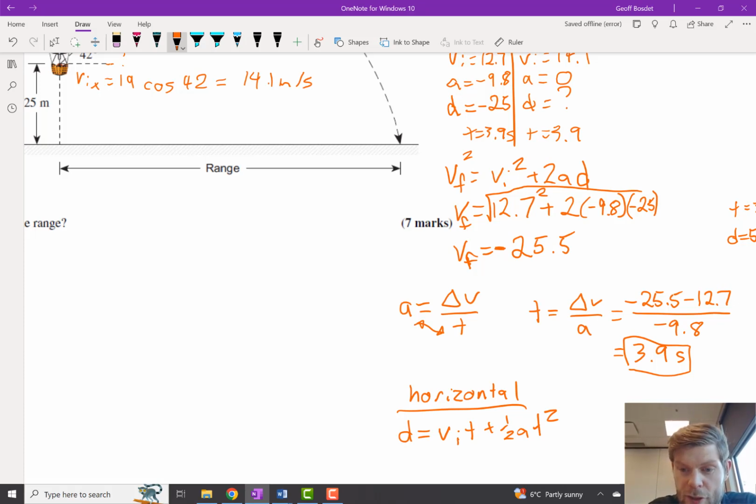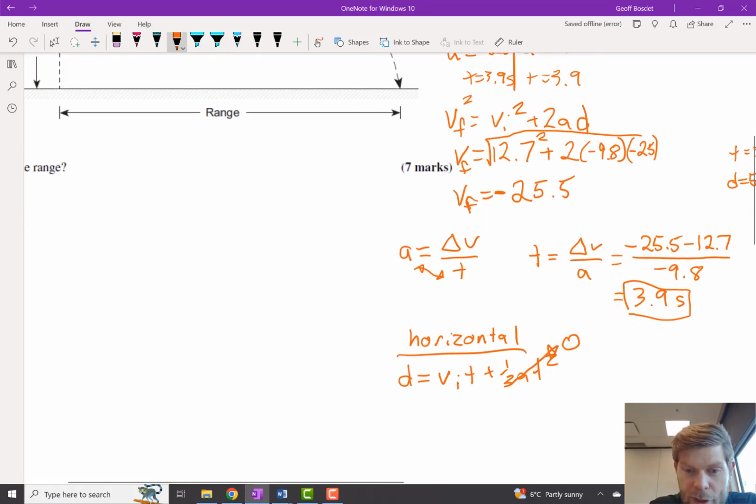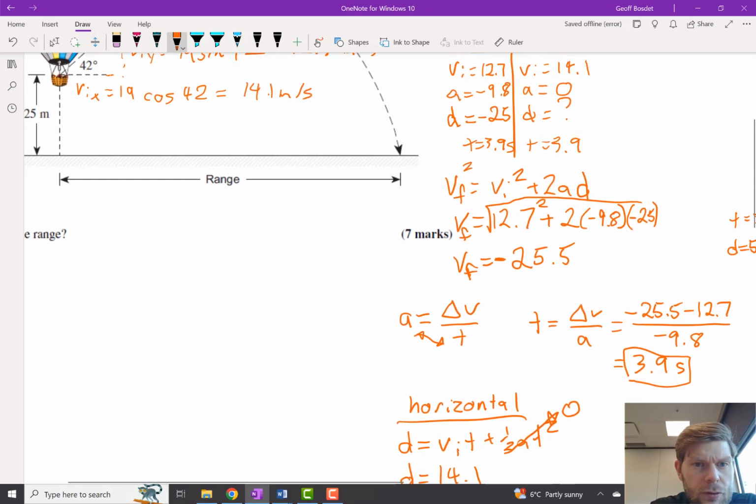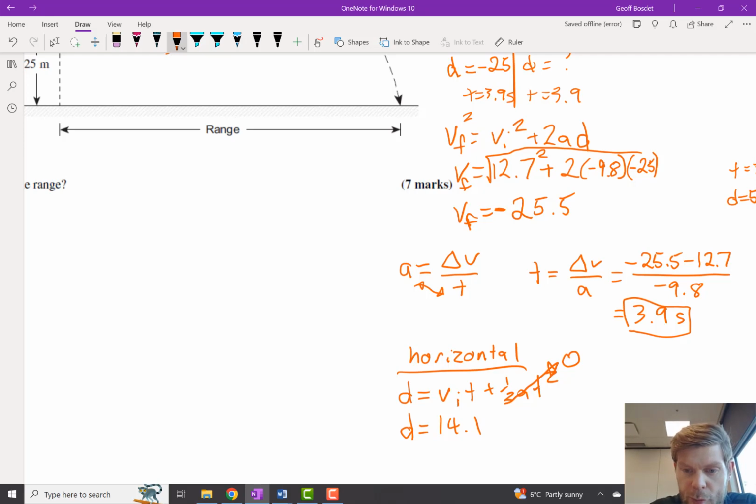There's no side gravity, so this thing is just 0. And my displacement, my range, which I'm looking for, is just equal to that 14.1, I believe. Yeah, 14.1 was the horizontal component of my initial velocity times our time, which is 3.9. And if we do that, we should get about 55 meters. And so that is our range. This is the final answer.